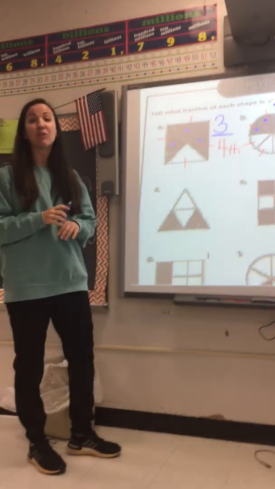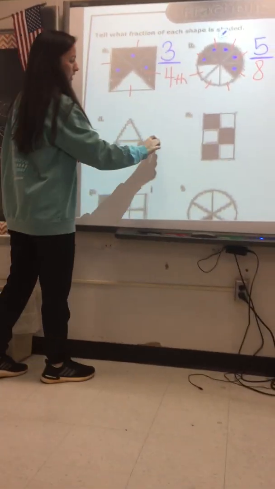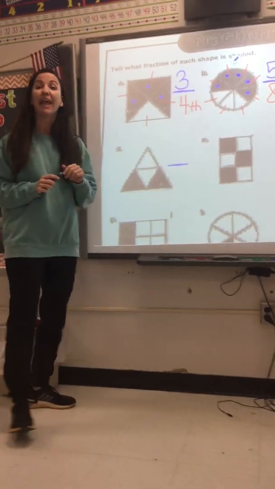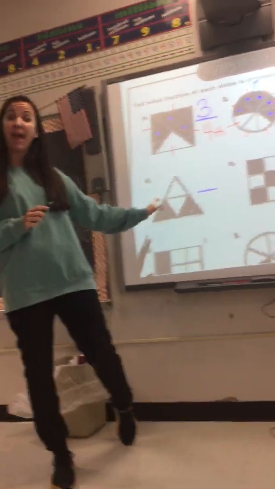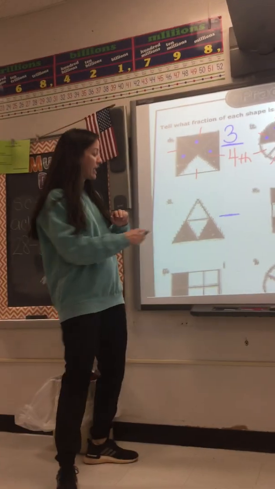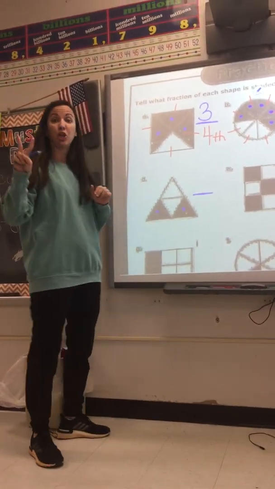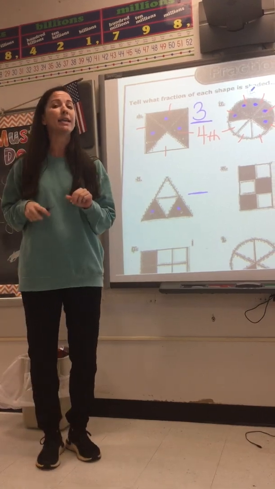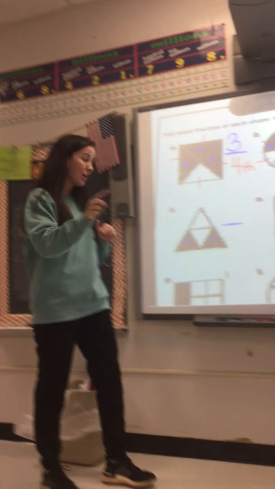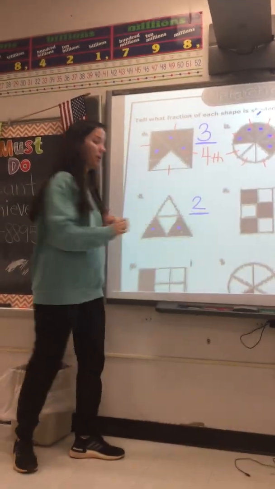All right, let's look at letter D. Let's look at letter D. Let's go ahead and draw our line, because remember, we're labeling the fraction that matches this picture. All right, let's count how many parts we have. 1, 2. All right, there's 2 shaded. Where does the shaded number go, on the top or the bottom? On the top. Good. All right, let's go ahead and write a 2 here.